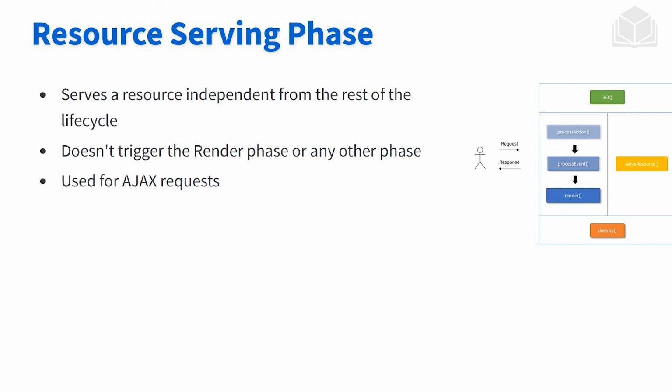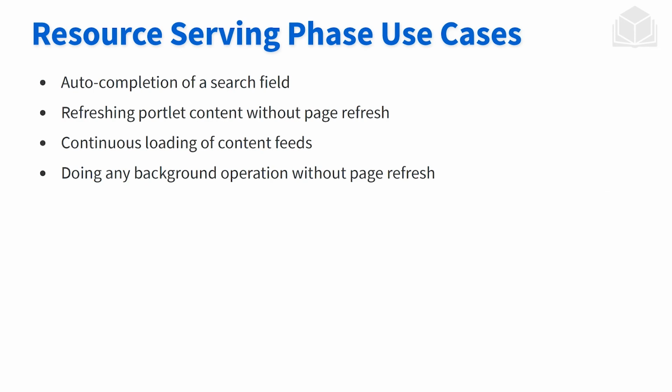This is typically done by using AJAX requests, so this does not trigger the render phase. We can dynamically get resources served to a specific portlet if that's what we want to do. We have a couple of different use cases here. Again, a lot of them revolve around not having to refresh the page, not having to re-render our portlets.